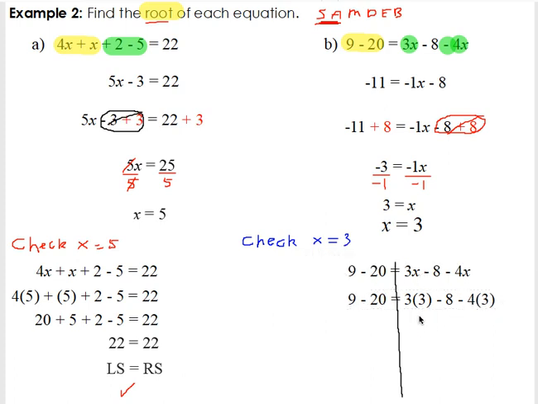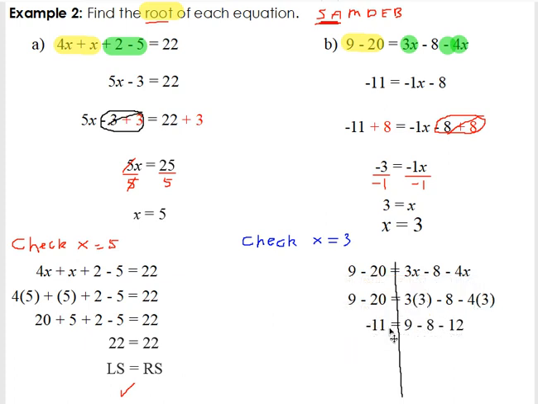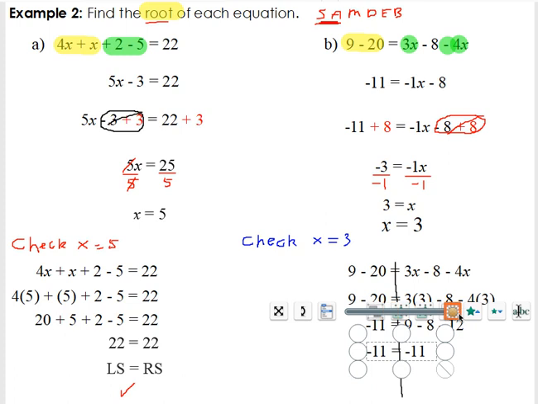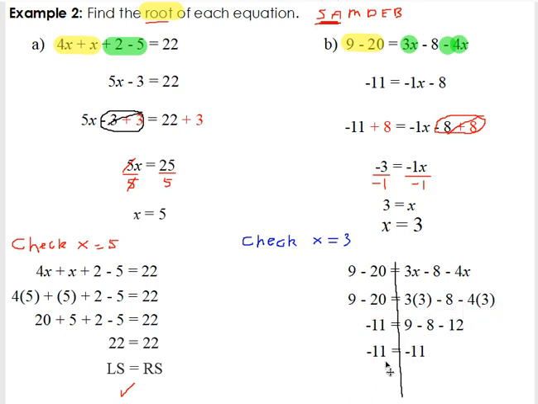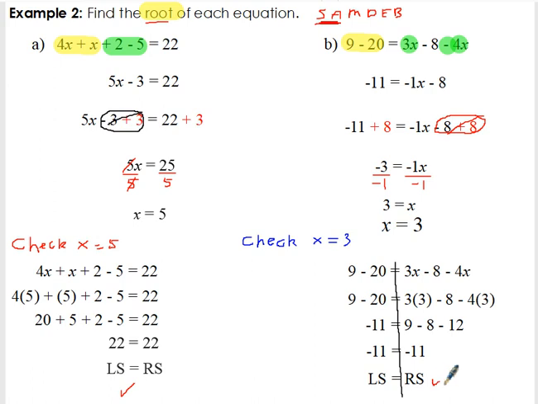Let's start doing some math. Let's start simplifying each side here. 9 take away 20 is negative 11, okay? And on the right side, 3 times 3 is 9, take away 8, minus 12. We put that whole right side into our calculator. I'm going to go 9 minus 8 minus 12. And the calculator says negative 11. And look at that, the left side equals the right side. We can give ourselves a great big check mark and say, yep, we got the right answer here. X must equal 3 because the math checks out.